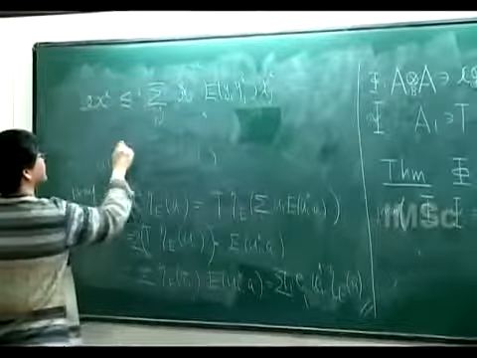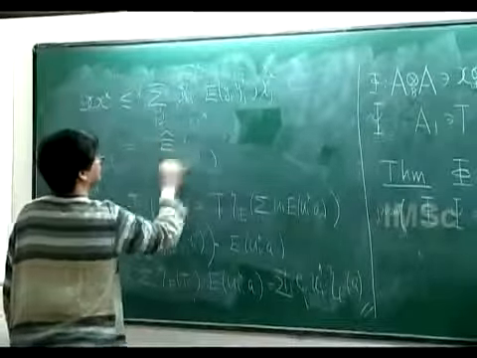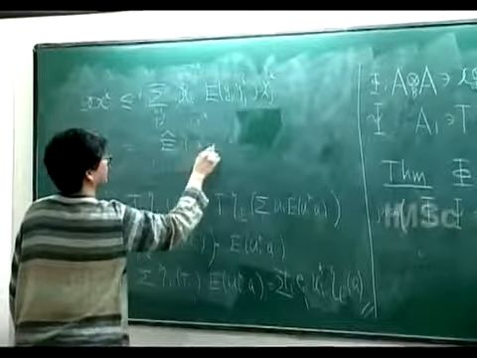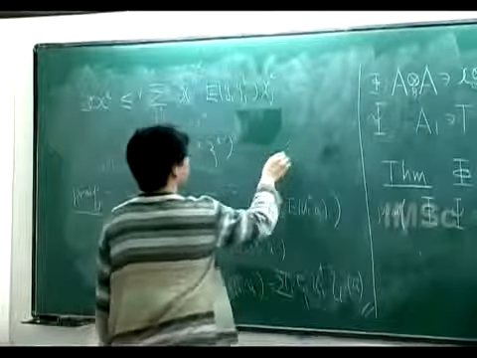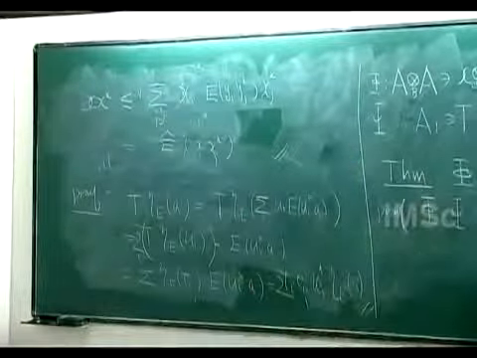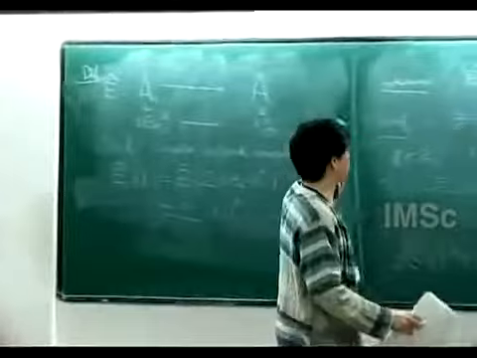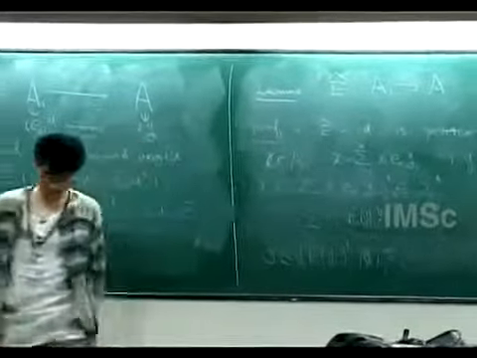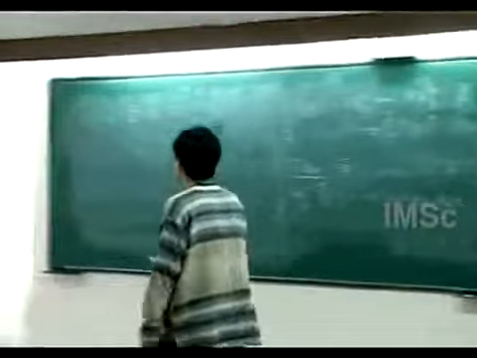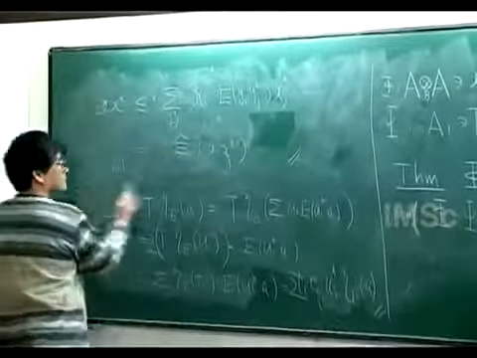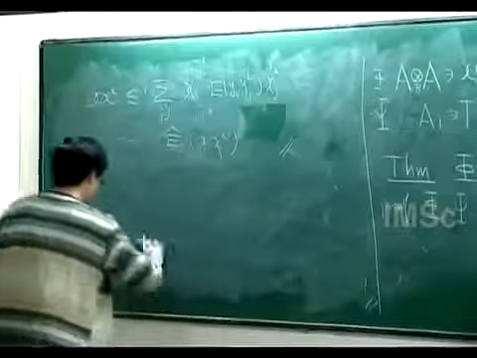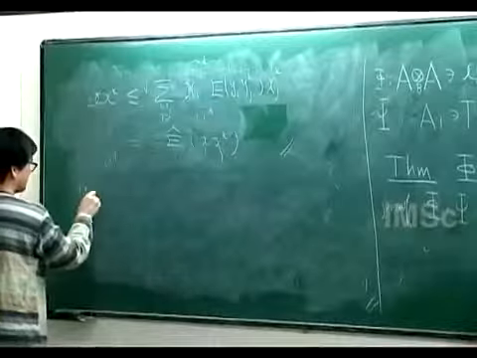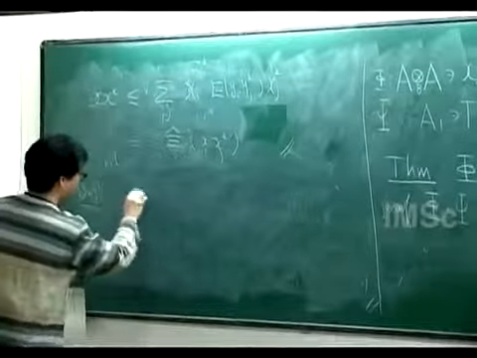And this is nothing but E hat of x x star. From the definition of this map, it's not clear whether this is positive or not, but by using this simple computation, you see that it's positive. So, the definition: the dual conditional expectation.